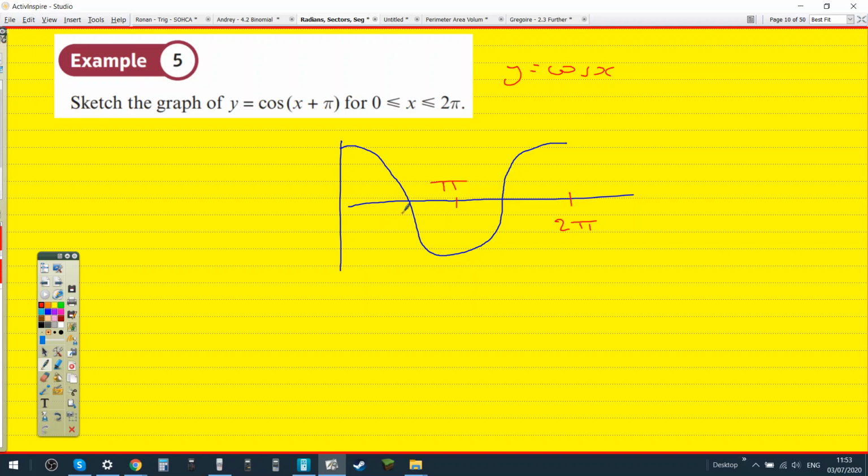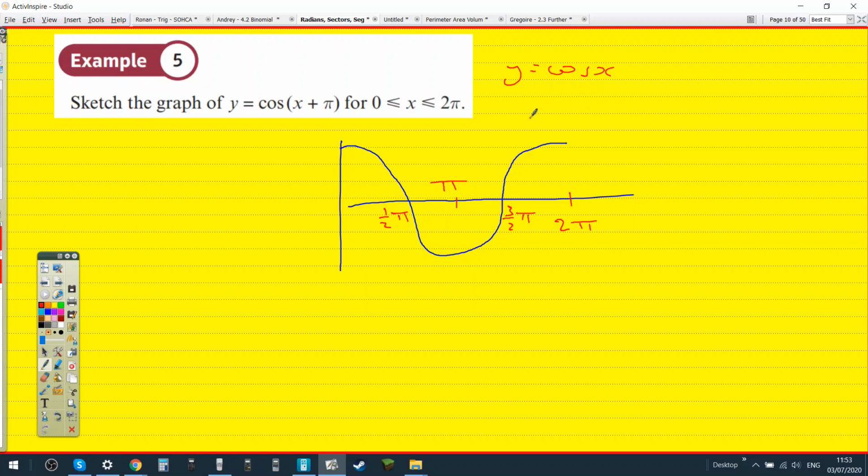And will there be where 270 is? Yeah. What is 270? Is that 3 over 2 pi? So that's 3 over 2 pi. This one? 2 over 3 pi? No. Well, is that a half pi? Yeah. That one's a half pi.